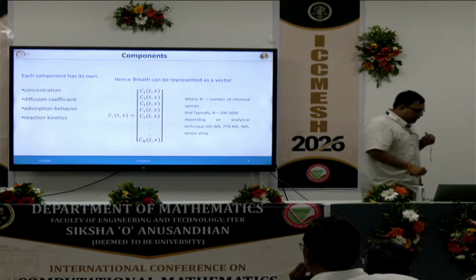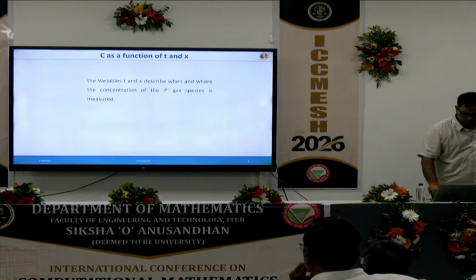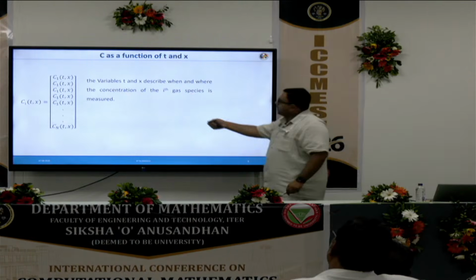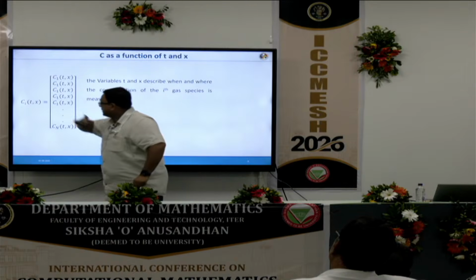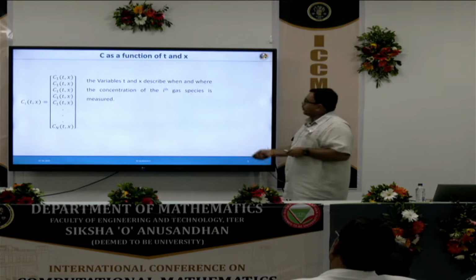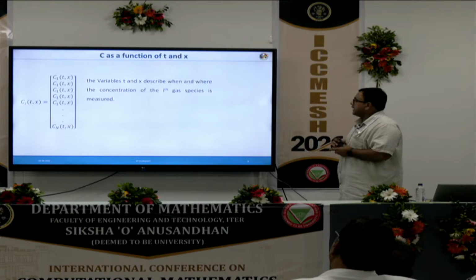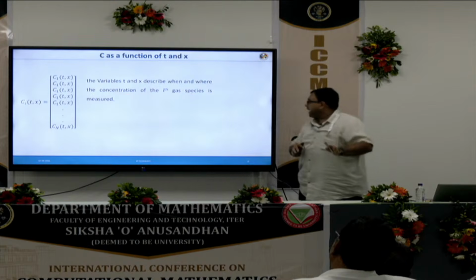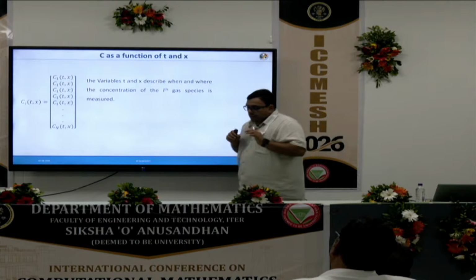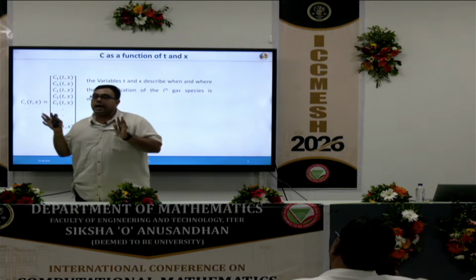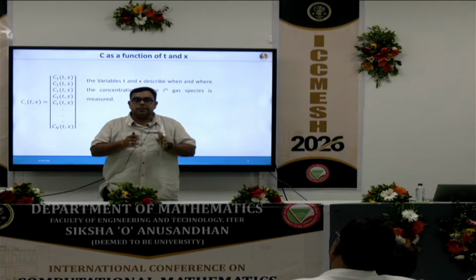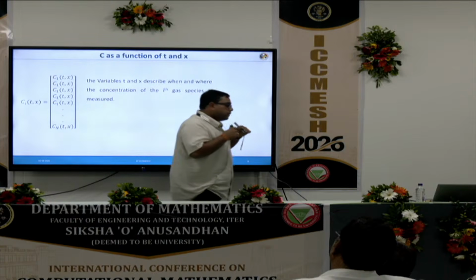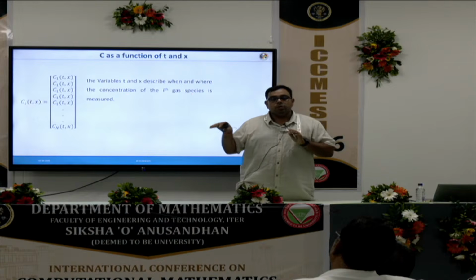Let me give a better picture over here. This variable C is my concentration, and i is some gas. Now I am showing it as a function of t and x. The variables t and x describe when and where the concentration of the particular gas species is measured. Usually we are more worried about at what particular time we have measured the concentration, but along with time, where I am measuring it is also important.